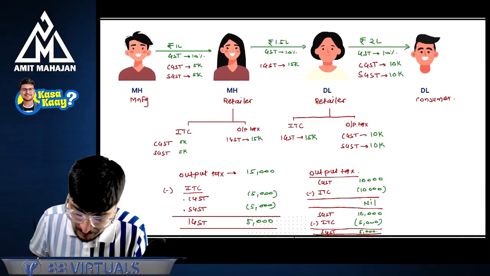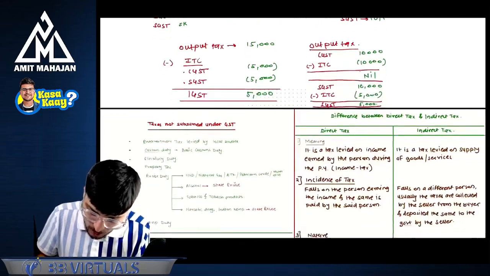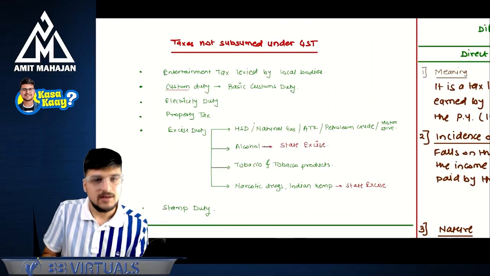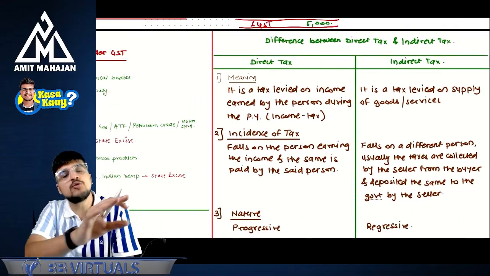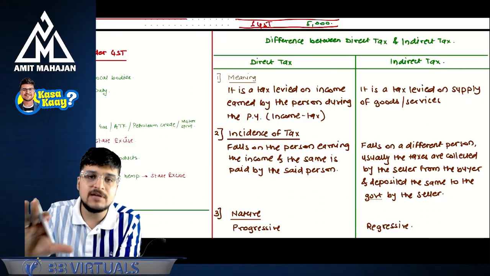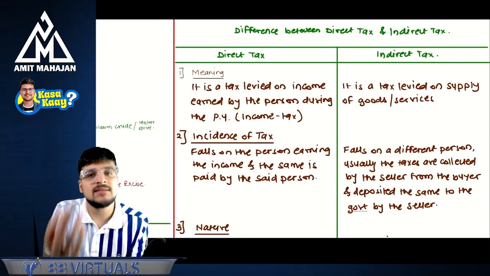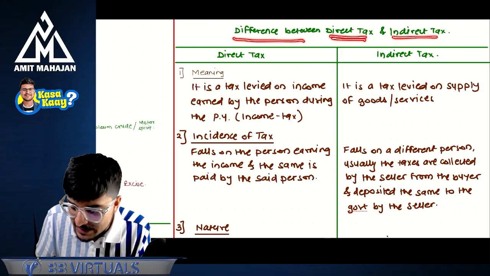Destination state. Then we saw one master chart. Understanding. Now let's discuss one more thing: taxes which are not subsumed under GST. This is a list. We will discuss one more thing, and then I will take you to the book, that is Rapider, which we are going to follow, and I will tell you what additional things we need to understand. Okay, what is the difference between direct tax and indirect tax?